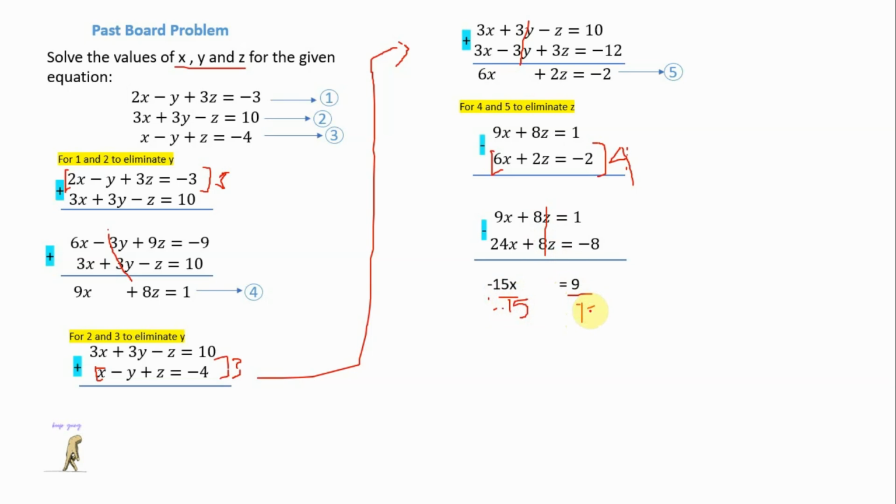Then we just need to divide both sides by negative 15. Then after that, we just need to simplify, and we will get the value of our x, which is negative 3 over 5. So we have already the value of our x. So what we're gonna do now is to use our equation 4 or our equation 5 in order for us to get the value of z by substituting it here, right? So in this video, we're gonna use our equation 5, okay?